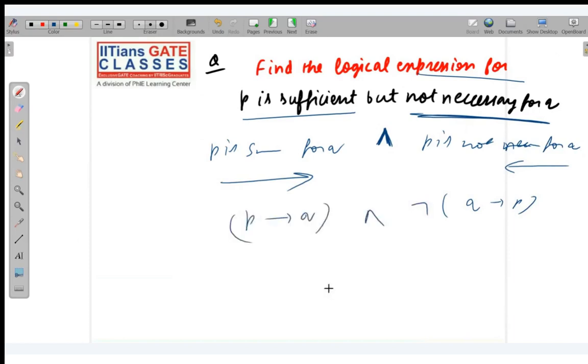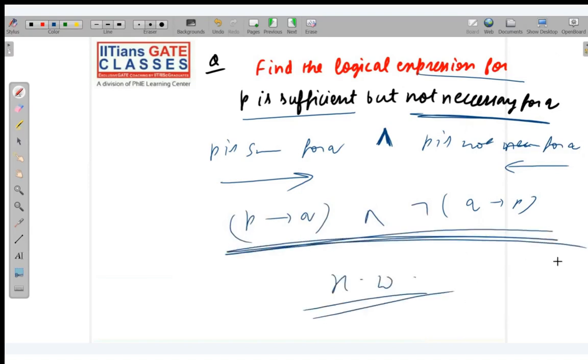I think you can solve it. I should not waste time here, so I am leaving it as homework for you. You can minimize it by Boolean laws and you will get the answer. Okay, please take a snapshot. I will jump to the next slide. I am jumping now.